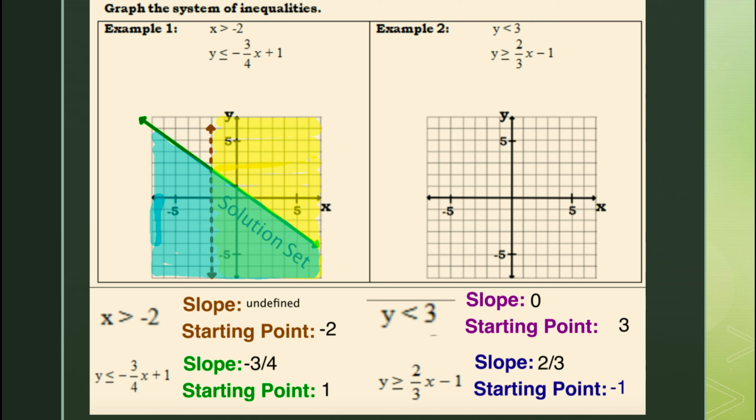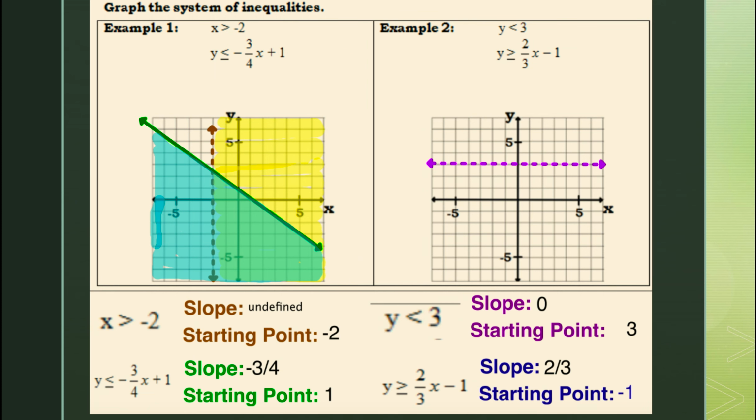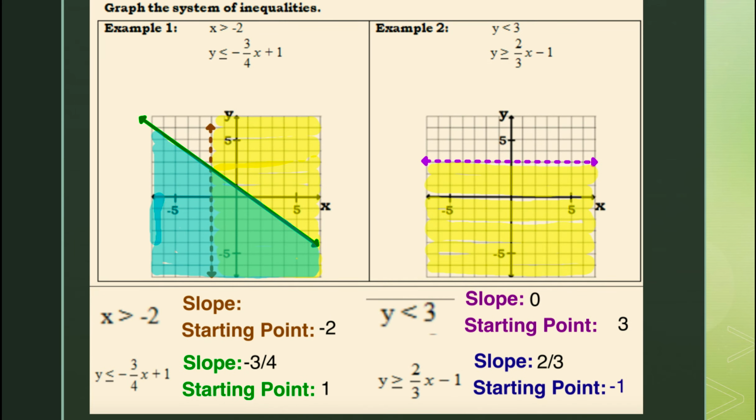Well, we see that it's less than. And since it's less than, we know that there's no equal to with it. So it's going to be a dashed line straight across. Now, again, if we look at the second inequality really quickly, you notice the slope and the starting point there, the slope being 2/3 and the starting point being -1. So, like we said, y is less than 3. It's going to be a dashed line straight across at 3. Again, y is on the left-hand side, so when it says y is less than 3, where are all the values of y that are less than 3? Below the line. So we shade below the line.